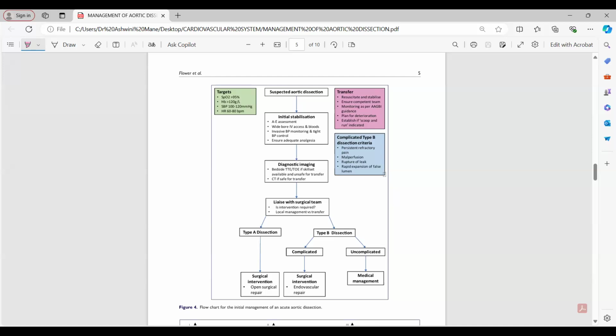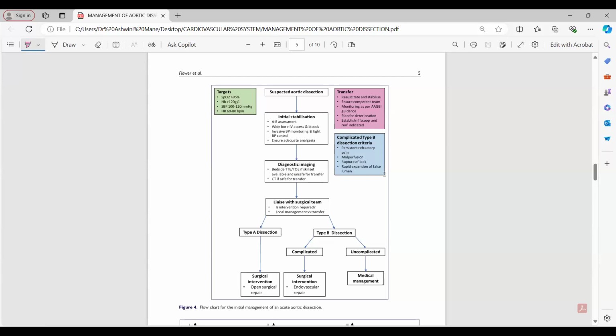Then we should stabilize the patient initially, manage the ABCD, then secure a wide bore cannula for IV access and blood transfusion if required. Then invasive BP monitoring and tight BP control are needed. Ensure adequate analgesia. Then go for diagnostic imaging like CT, MRI, bedside transthoracic echocardiography and transesophageal echocardiography. Then take the opinion of the surgical team and decide whether intervention is required.